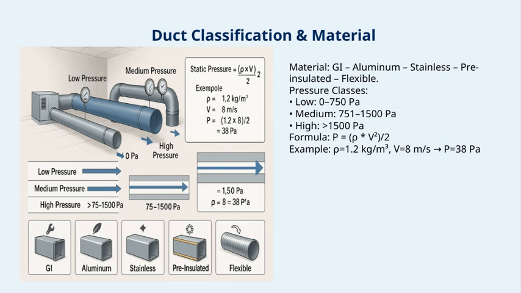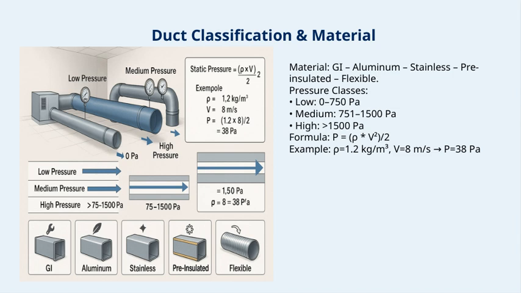Now, moving on to pressure classes, which are crucial for understanding how ducts are designed to handle different air pressures. We categorize them into low, medium, and high-pressure ducts. Low-pressure ducts operate up to 750 pascals. Medium-pressure ducts handle between 751 and 1500 pascals, and high-pressure ducts are designed for anything above 1500 pascals.